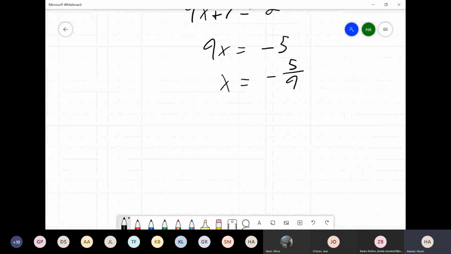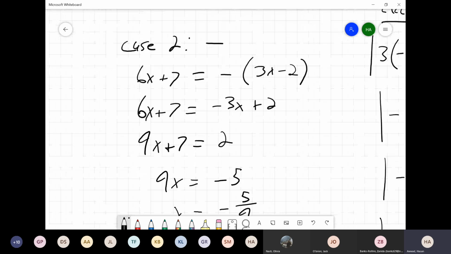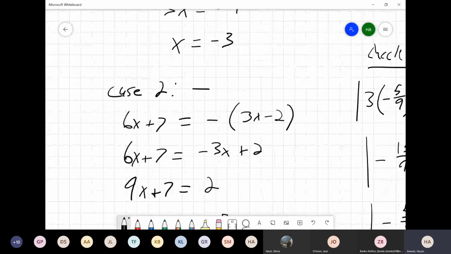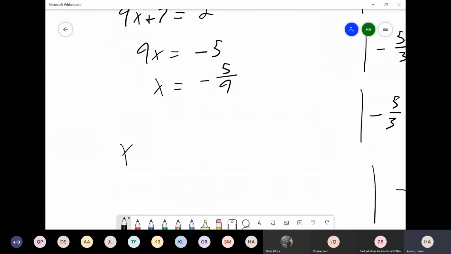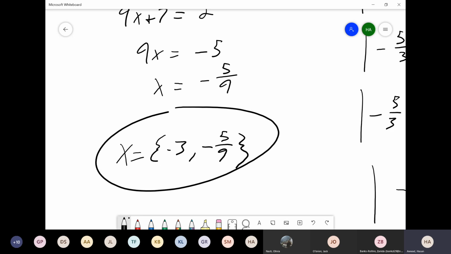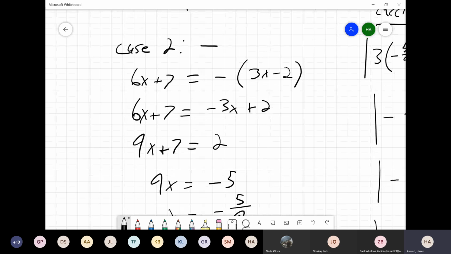So we have now shown that both the possible solutions that we got, x is equal to -3 and x is equal to -5/9, are correct. So we would just write our solution set: -3, -5/9, and we're done. Anybody have questions, again, on the process?